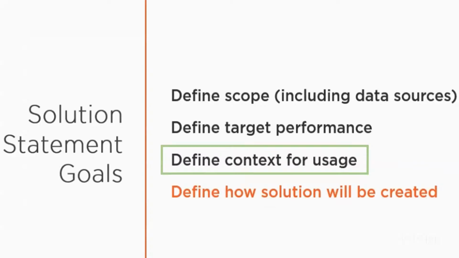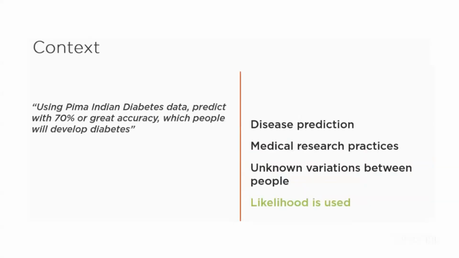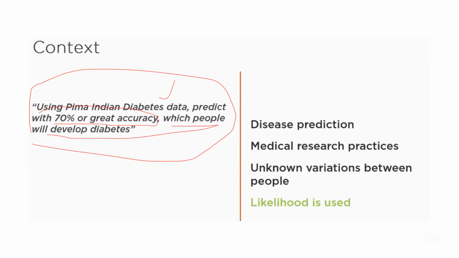Next thing is context for usage. We have built the statement till here, right? Using PIMA Indian diabetes data, so we are specifying the dataset, predict with 70% or greater accuracy. We are specifying the target performance, and we are stating the problem statement, which people will develop diabetes. Along with this, we need to have the context. Context means what we are actually doing. Here we are doing disease prediction, and we can specify wordings like medical research practices and all that.